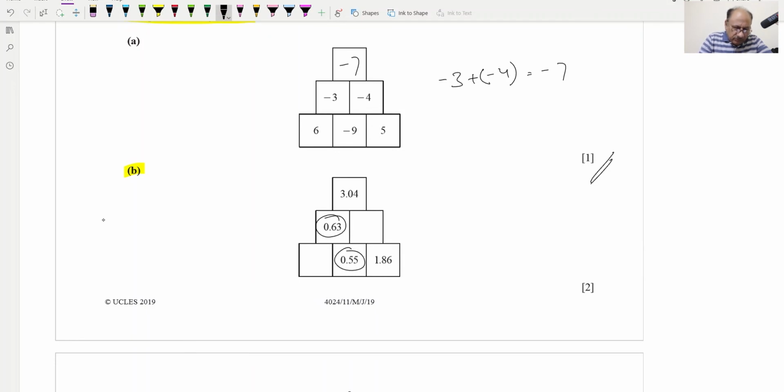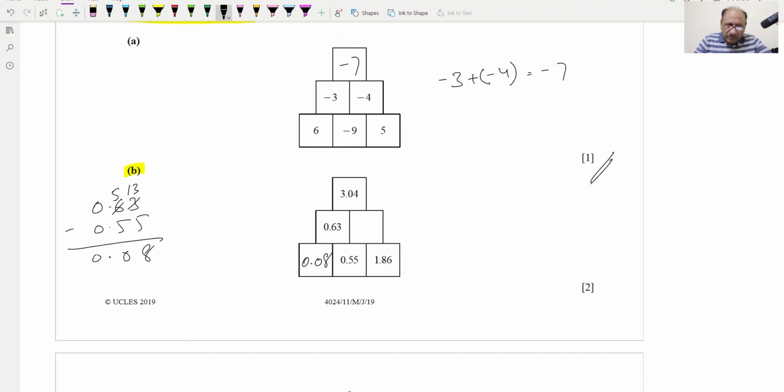So 0.63 minus 0.55 will give us the answer for this one. So we can subtract; we can carry from here, so it will be 5, and this will be 13. So 13 minus 5 will be 8, and 5 minus 5 will be 0, and decimal and 0, so it will be 0.08 over here.